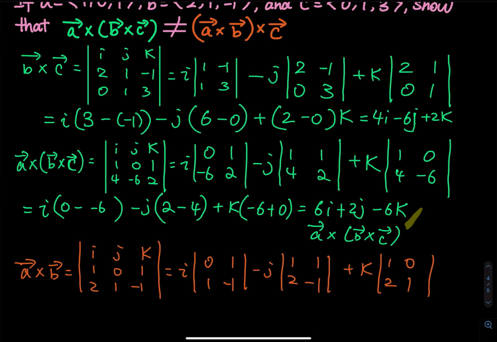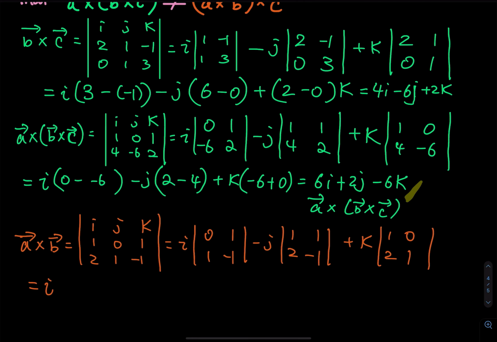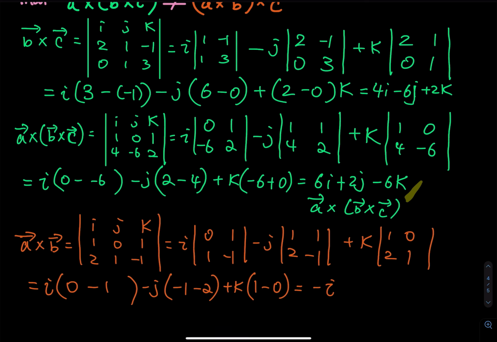Okay, another cross multiply. So we have I, and then 0 times negative 1, minus 1 times 1, minus J, 1 times negative 1, 1 times 2. And then plus K, 1 times 1, 2 times 0. So that is equal to negative I, minus, we have a plus 3J, and then plus K. We are not done. We still have to cross this to vector C.